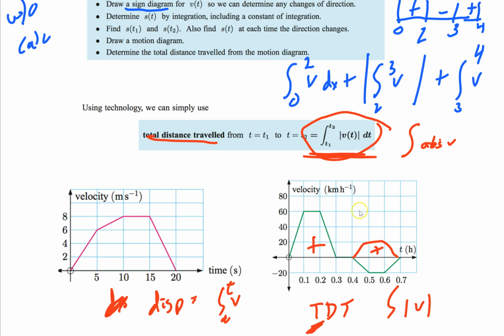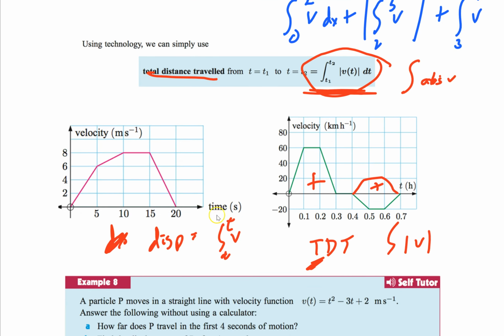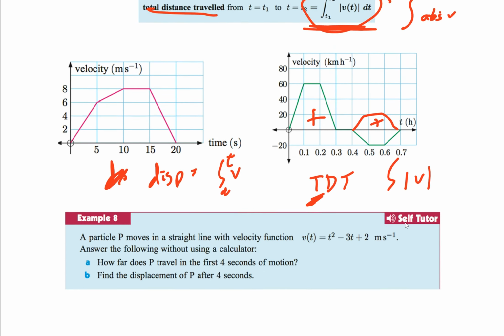The hard thing for people is this vocab. Make note cards, do whatever, but you have to know what you're talking about. Displacement is just basic integral. Total distance traveled is you have to partition it or do the absolute value.